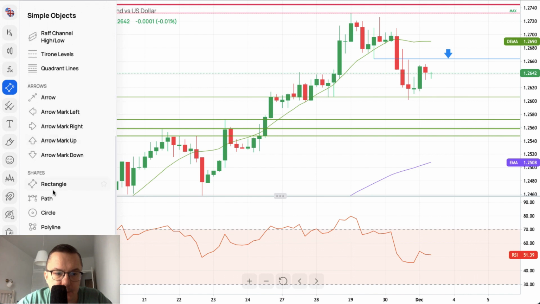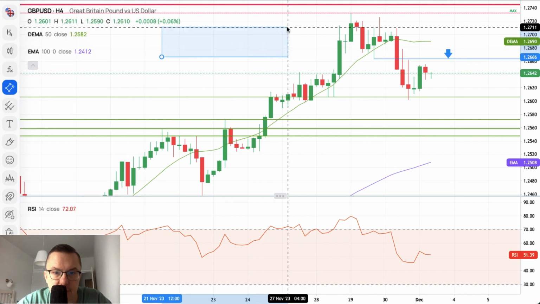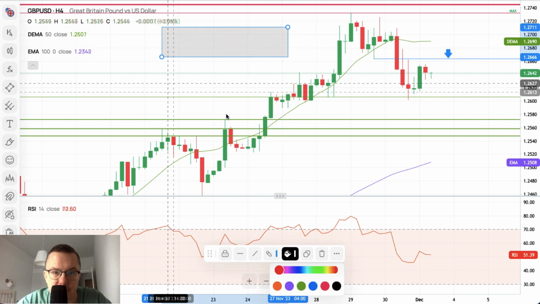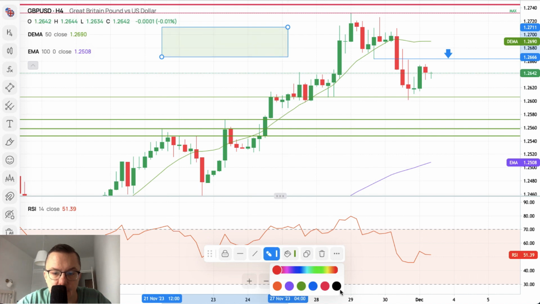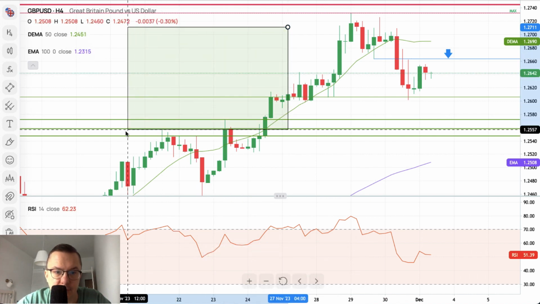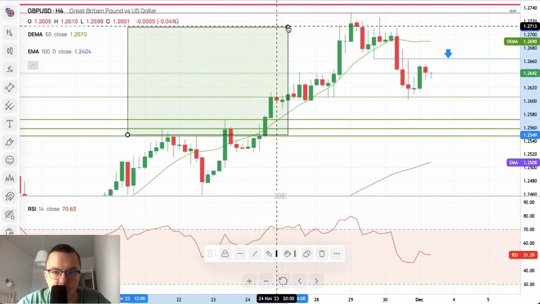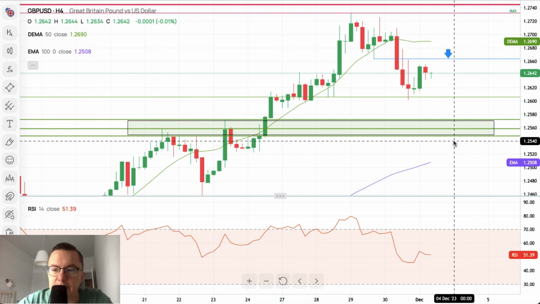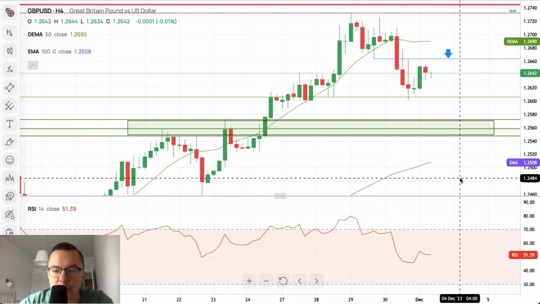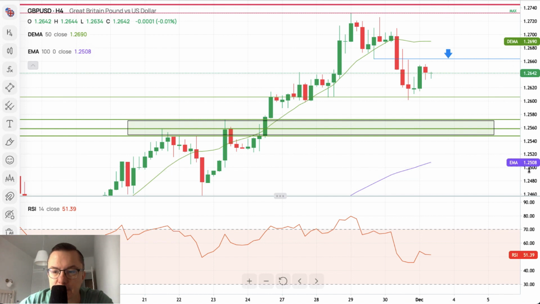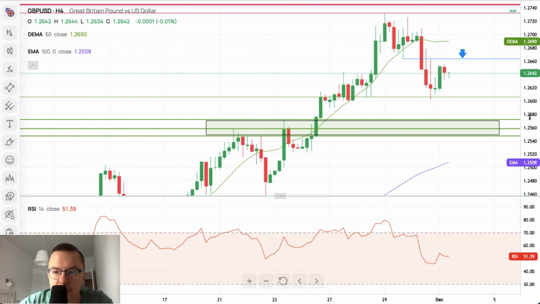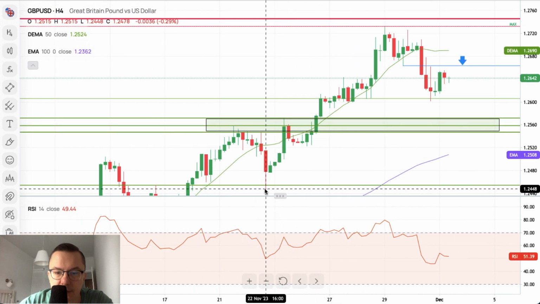Let me just mark it for you so we know what that range is. I need the rectangle pattern. There you go, and let me just make it green so we know what this is all about. So the green one, this is what I'm talking about. This zone here is the key support zone for bulls. Any breakout below this zone would likely open the road towards the 100 periods moving average 1.2508, and then of course lower into the levels of the technical support of 1.2455.